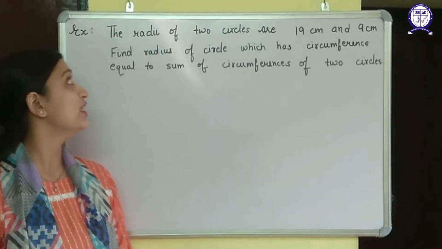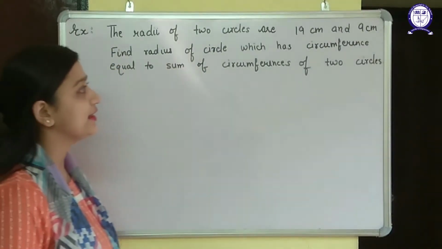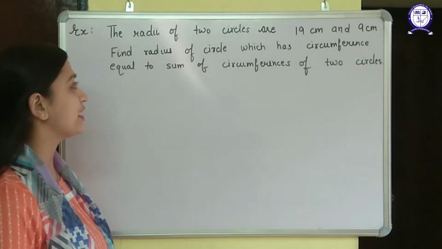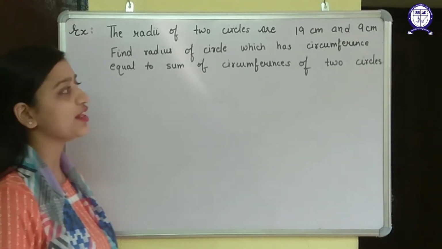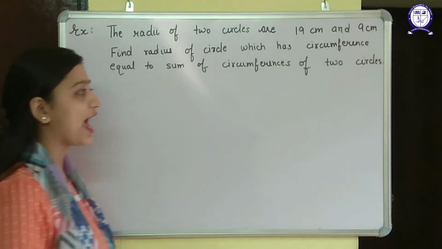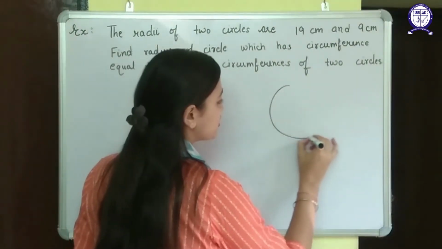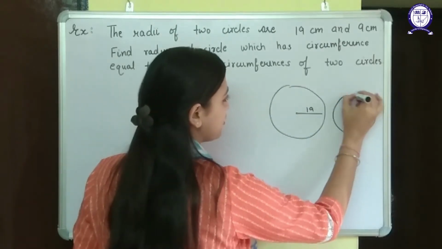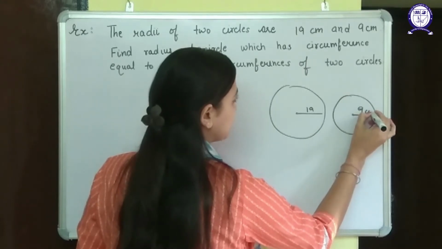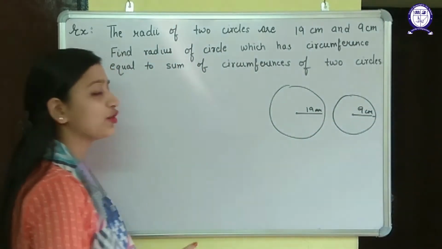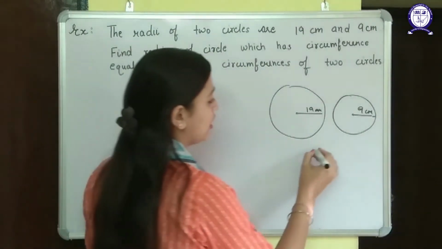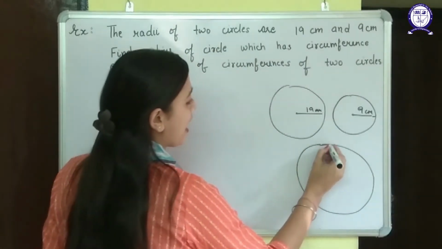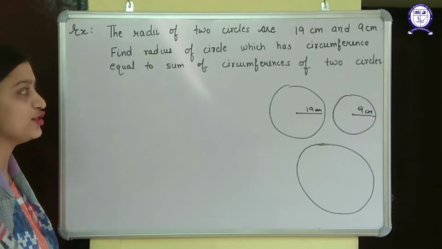The first question is: the radii of two circles are 19 cm and 9 cm. Find the radius of the circle which has circumference equal to the sum of circumferences of the two circles. The question says that we have two circles. The first circle has the radius 19 cm and the second circle has the radius 9 cm. It talks about another circle, the third circle, which has the circumference same as the sum of circumferences of the two circles.